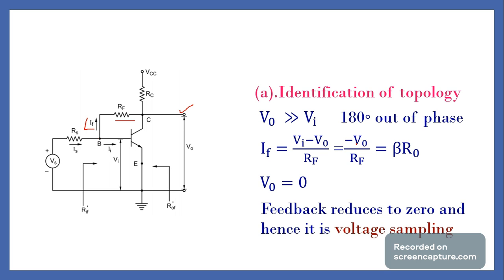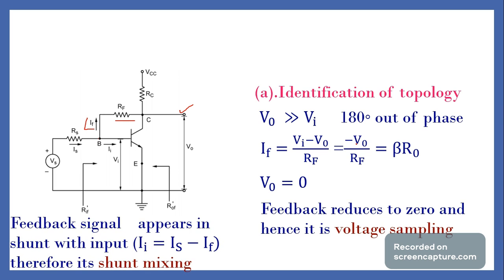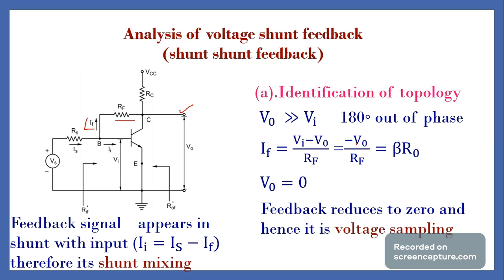Next, we need to identify the type of mixing. We know the current will be divided only in a parallel circuit, and therefore it is shunt mixing. Therefore the given topology is voltage shunt feedback, or we can simply call it shunt feedback.